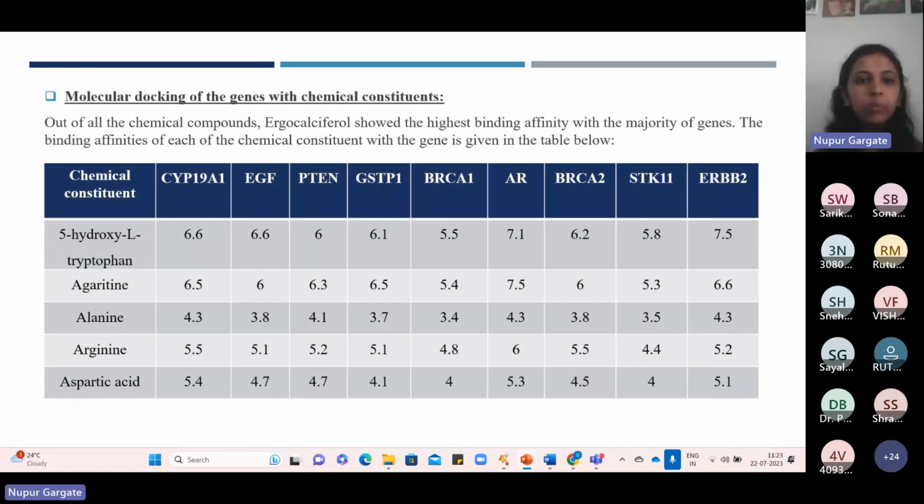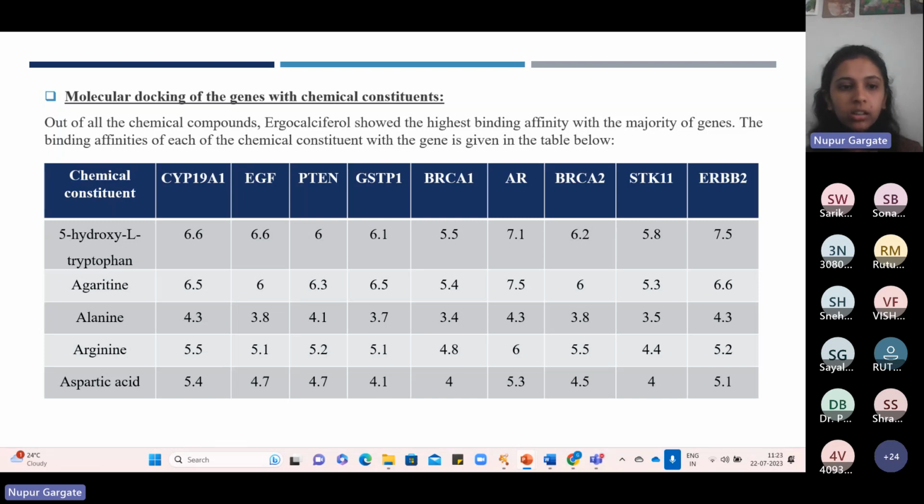And then when molecular docking was done with chemical constituents, these were the results obtained. Out of all the 29 constituents of Agaricus bisporus, we found that ergocalciferol or vitamin D2 shows the highest binding affinity with the majority of the genes. And the results are presented in this table.